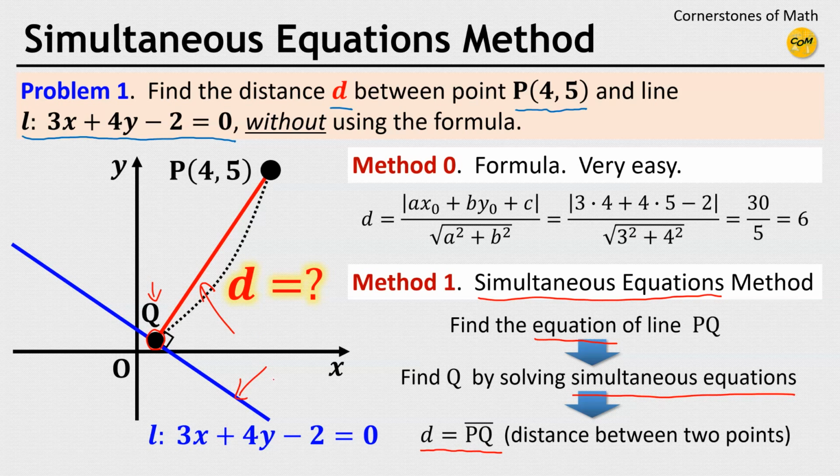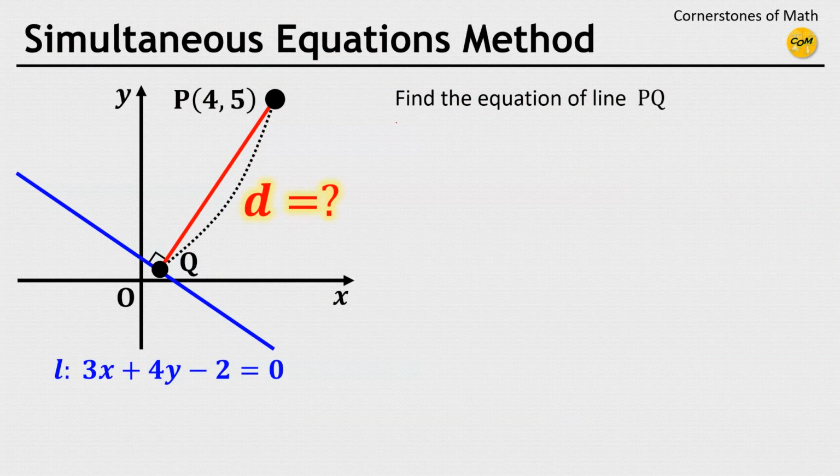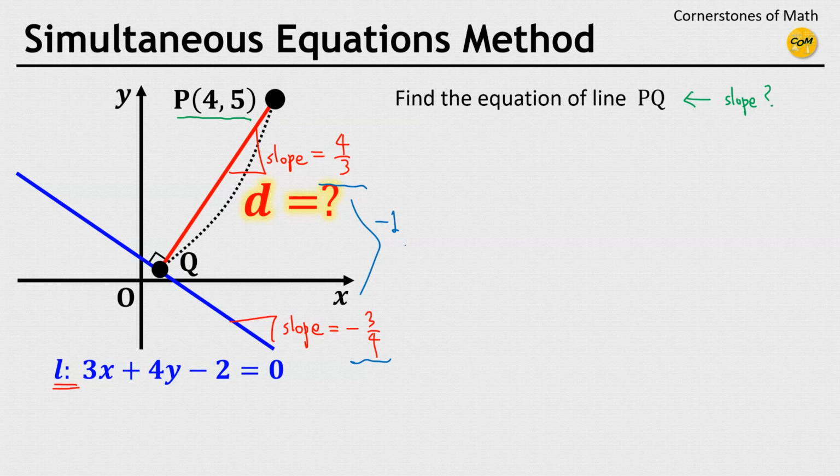Now let's work with actual numbers. So first, finding the equation of line PQ. We know that line PQ passes through point P, which is (4, 5), so we only need a slope to find its equation. If we take a look at line L, we know that line L has the slope of negative 3 over 4. This means that the slope of line PQ must be 4 over 3, because the product of these two slopes must be negative 1 when two lines are perpendicular.